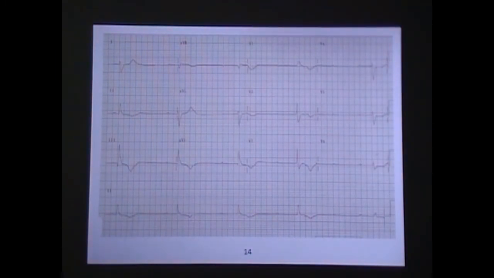Okay, I've got a wide complex. I agree with that. It's slow. It's definitely slow. So that's the first thing that jumps out at me. Then, if it's slow, I'm going to look to see if this is a sinus brady or not.